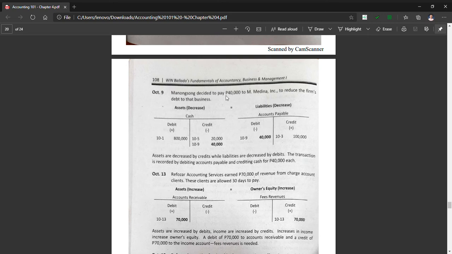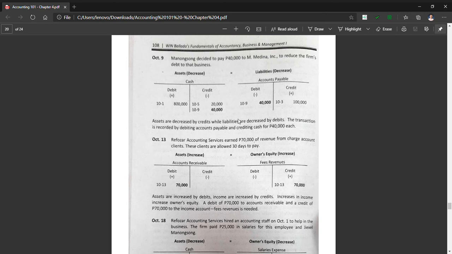Tapos, kasi nga nagbayad tayo, we will be deducting or decreasing your cash, right? So any decreases in cash should be once again on the credit side. So, kabaliktaran. So, 40,000. Diba? Napansin nyo, palagi merong debit at merong credit. So, in this case, yung debit natin is yung accounts payable na 40,000 kasi nga lumiit siya. While yung credit naman natin is your cash kasi lumiit yung cash of 40,000. Okay?